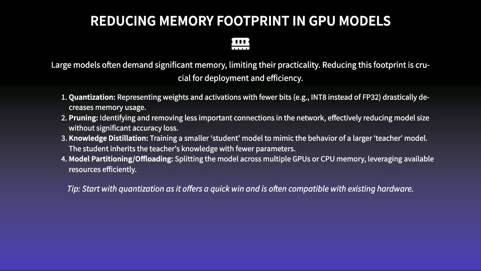That's a massive reduction. Next, pruning is where we identify connections in the network that aren't really contributing much to performance and just remove them. It's like trimming the fat. Then there's knowledge distillation, which involves training a smaller, faster model to imitate the behavior of a larger, more complex one. Finally, you can even split up your model across multiple GPUs or CPUs if that helps. It's all about making the most of what's available.